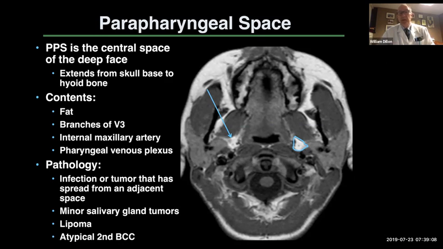For instance, infections can course up and down through the parapharyngeal space. One can see minor salivary gland tumors that arise from rests in the parapharyngeal space. Lipomas, of course, because there's fat here. And occasionally benign lesions such as atypical branchial cleft cysts, a second branchial cleft cyst. And of course, you'll notice that the parotid gland abuts this, the deep portion, and a mass here will push this medially as well and look like a parapharyngeal space mass.